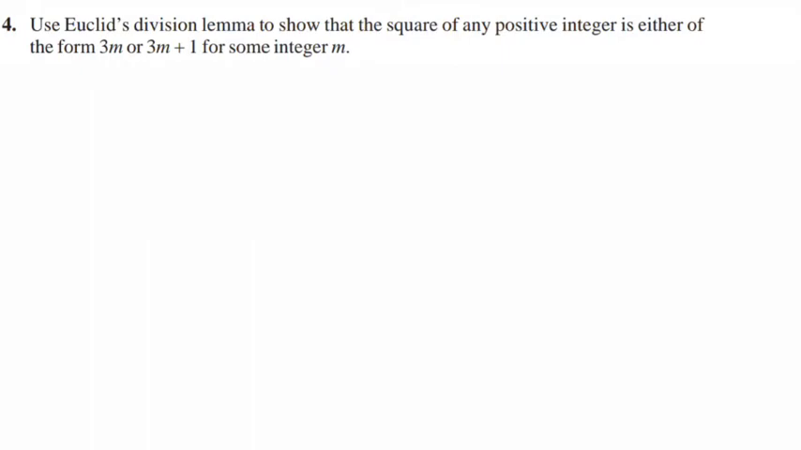Let's have a look at our question. We are asked to show that the square of any positive integer, meaning any natural number, is in the form 3m or 3m plus 1, where m is some integer.